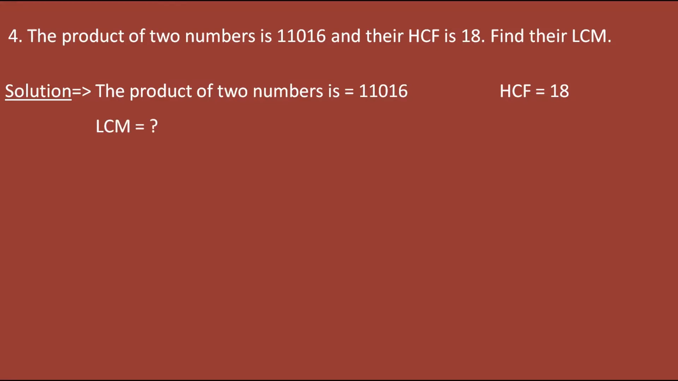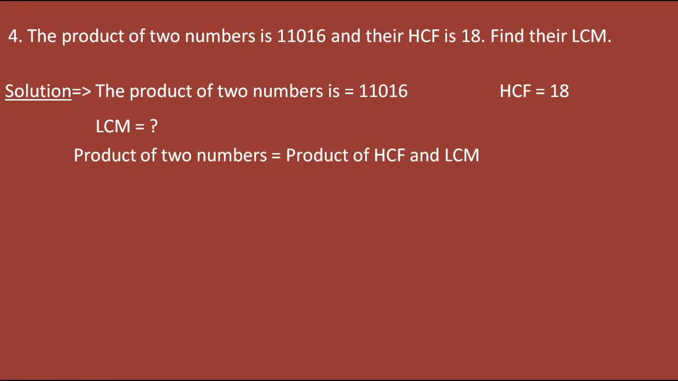Okay, as we have the formula, that is product of two numbers is equal to product of HCF and LCM. So let's put the information in this formula. 11,016 is equal to 18 into LCM because 18 is the HCF. So let's send this 18 towards the left side. As it is performing multiplication here, when it goes to that side it will get divided. So 11,016 upon 18 is equal to LCM.